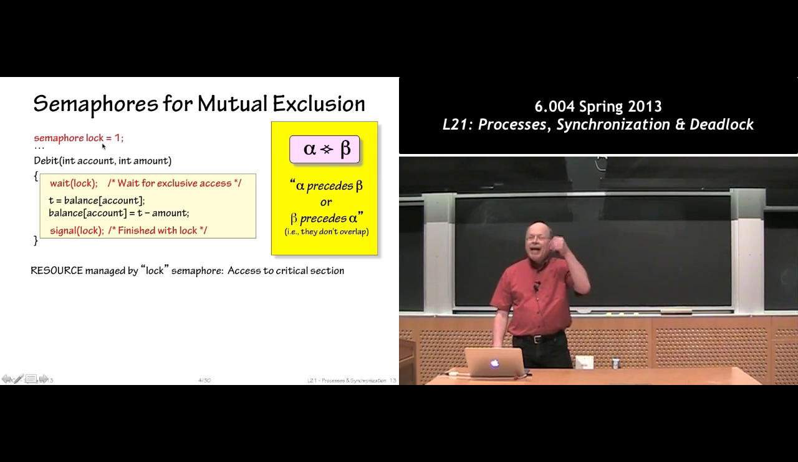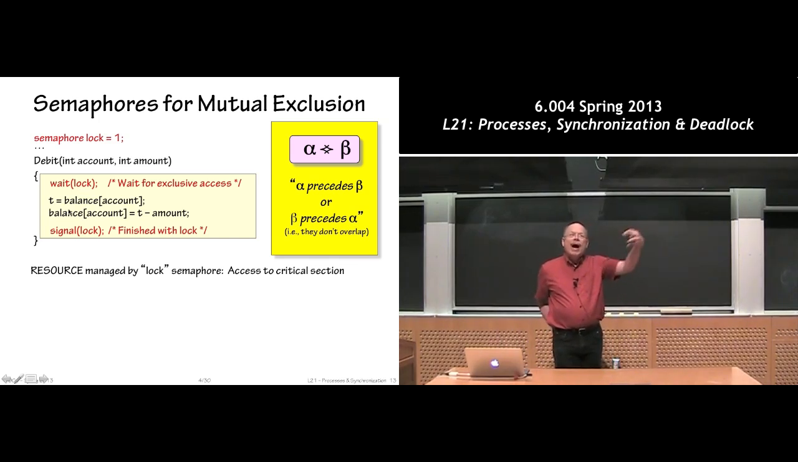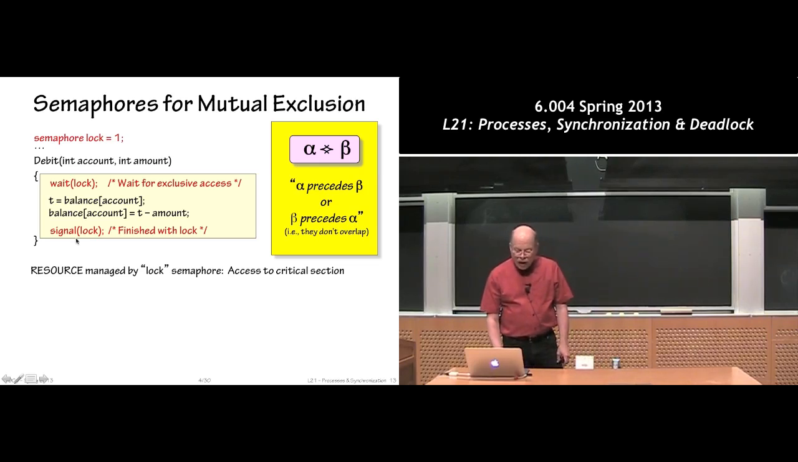Think of it as a token. I'm going to hand out the token, and I have to wait until you hand it back before somebody else can run. So we wait on the lock, we do whatever we want, and if everybody who touches balance waits on the same lock, no one will be manipulating the balance without having first acquired the lock associated with this balance variable. And then when we're done, we signal, which frees up the opportunity for someone else to potentially manipulate this.